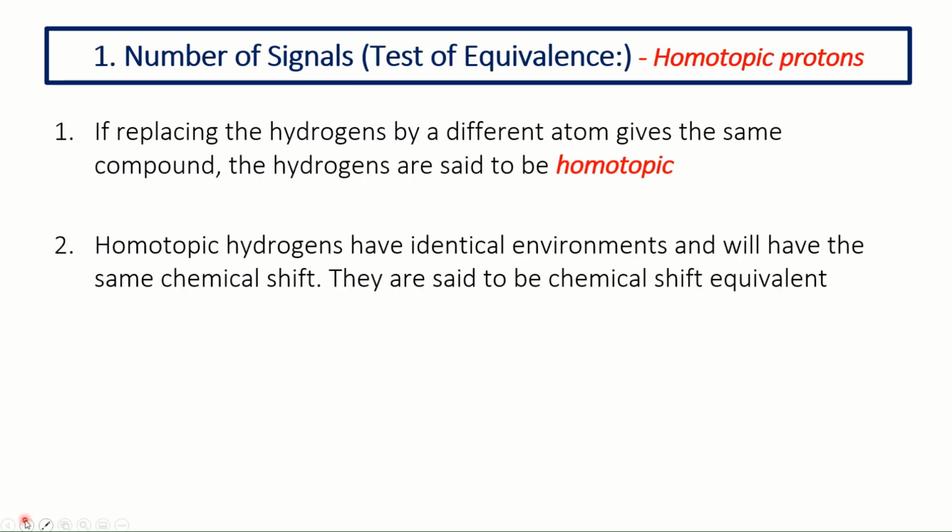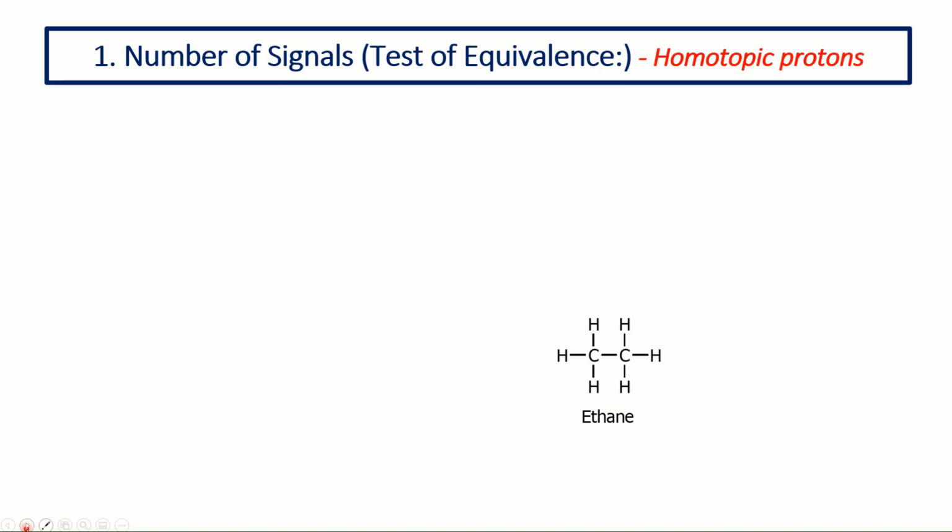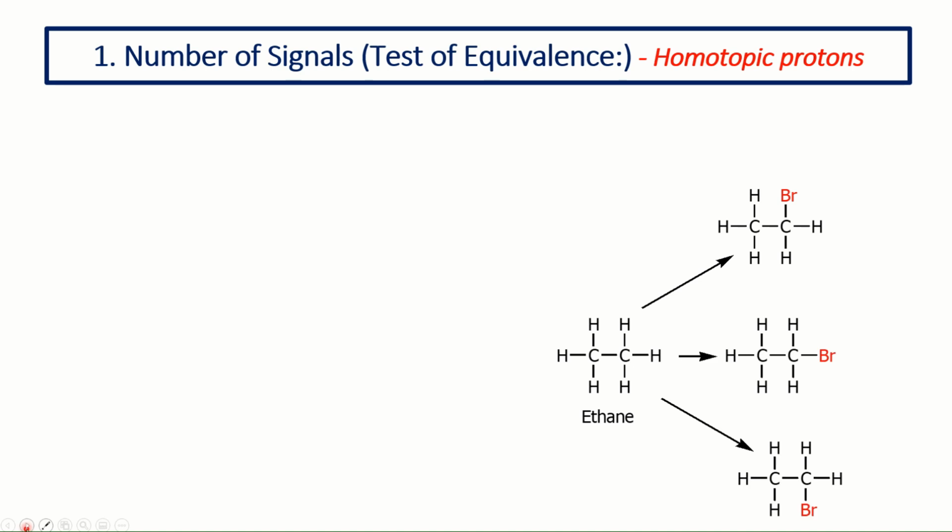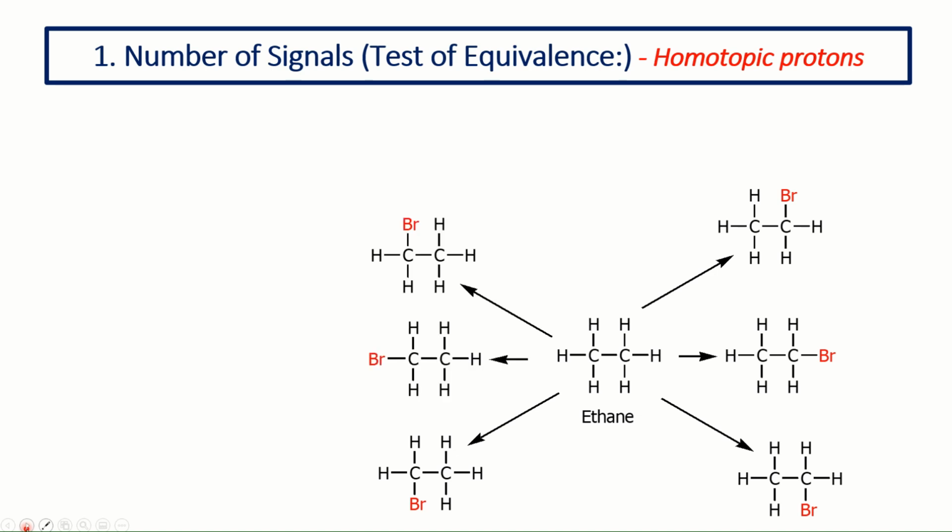If you push on, we can test for equivalence by replacing hydrogens, different protons, and if they give the same compound, then we say they're homotopic. Homotopic protons have identical chemical environments, and so they'll have identical chemical shifts. So herein we're looking at ethane, and if I change one of those protons to bromine, on these methyls for example, you can see that these result in the same compounds.